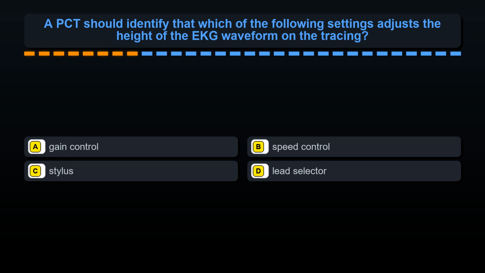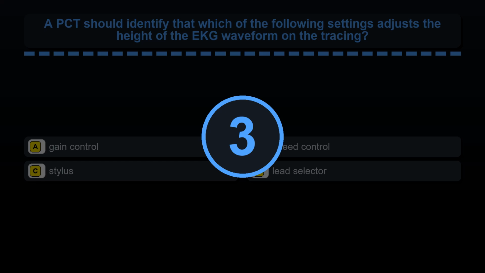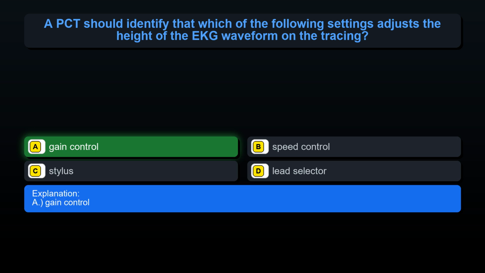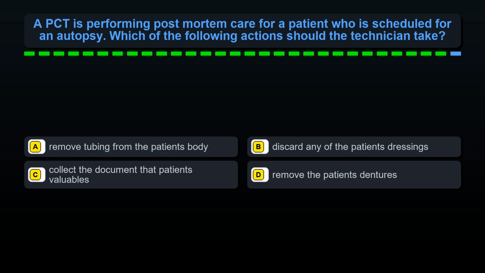Option B. Speed control. Option C. Stylus. Option D. Lead selector. The correct answer is option A. Gain control. Question 45. A PCT is performing post-mortem care for a patient who is scheduled for an autopsy. Which of the following actions should the technician take?